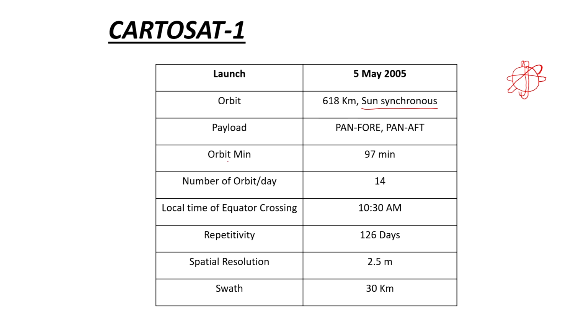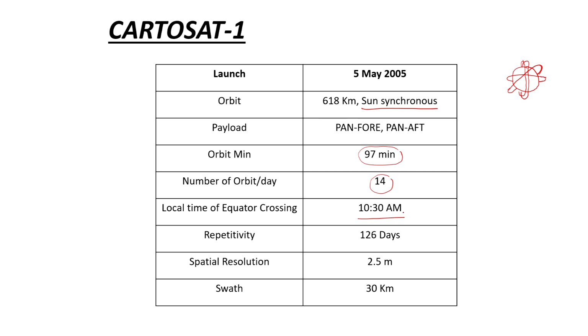So this Cartosat-1 is a sun synchronous satellite, in a sun synchronous orbit, and it has an orbit period of 97 minutes. That means it completes one orbit around the globe in 97 minutes. So the number of orbits per day is 14. In one day it completes 14 orbits around the globe, and the local time of equator crossing is 10:30 am.